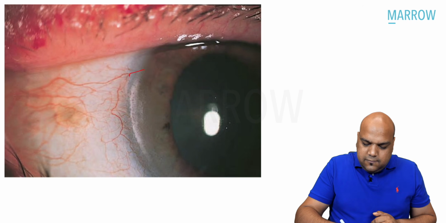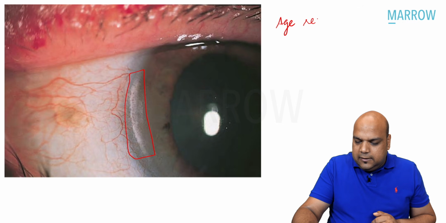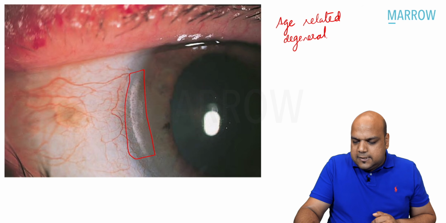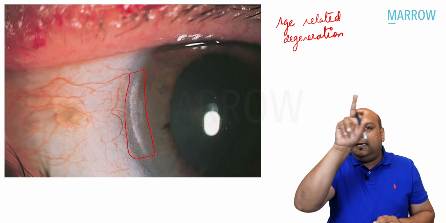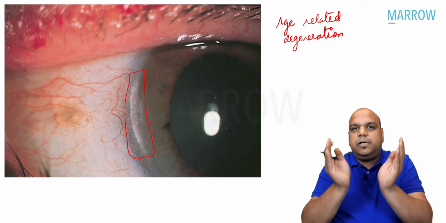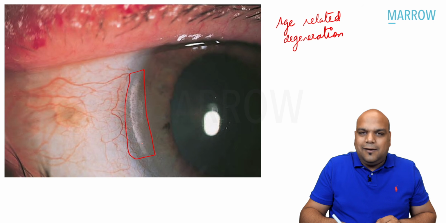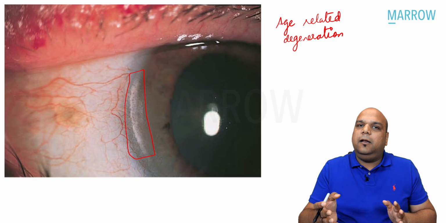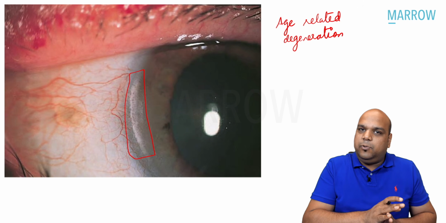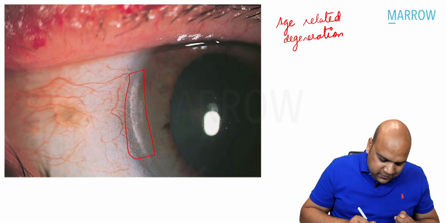So this is Vogt's limbal girdle. This is an age-related degeneration, just like arcus senilis. But unlike arcus senilis, which is 360 degree, this is moon-shaped on both sides, nasal and temporal. So moon-shaped degeneration appearing whitish in color is called Vogt's limbal girdle. It occurs on both sides, nasal and temporal. So just a new photograph for you if ever it comes. All right. Now, moving on, please.